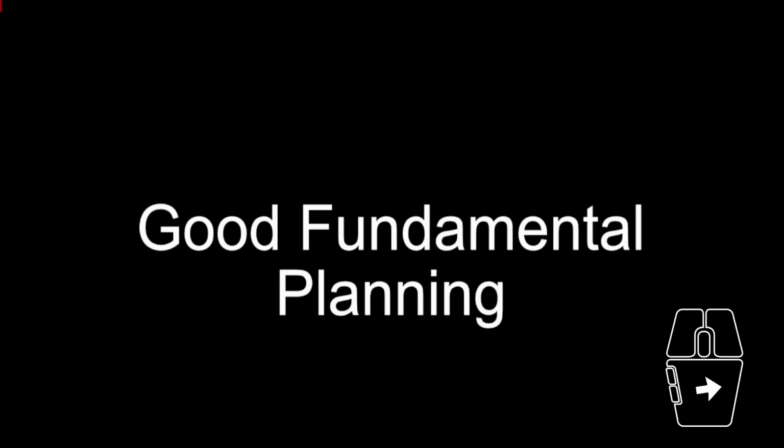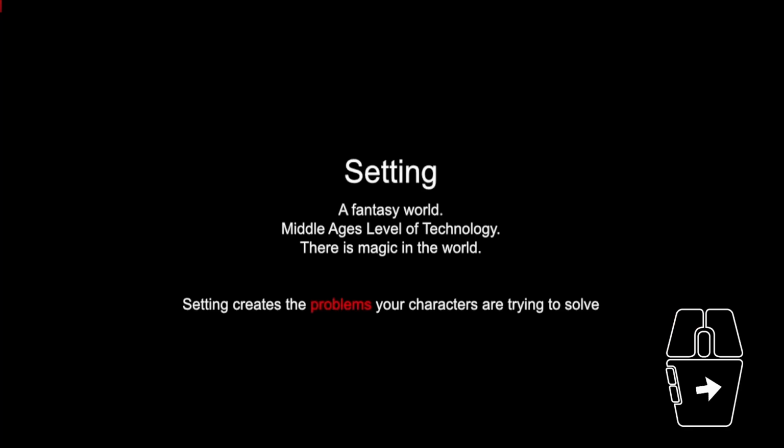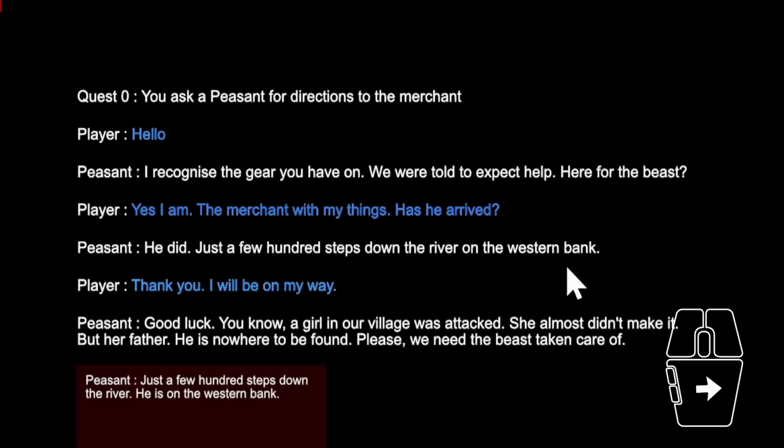The next thing that you're going to learn is some general good fundamental planning for your dialogue. Go through the basics of why humans talk, some basic ideas on how to use a setting as an environment which has problems your characters are trying to solve. We won't spend too long covering these concepts, but basic dialogue is just something we have to touch on.